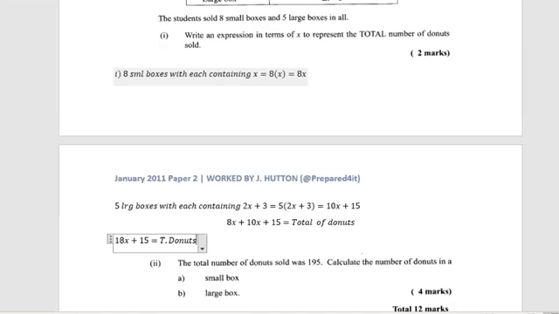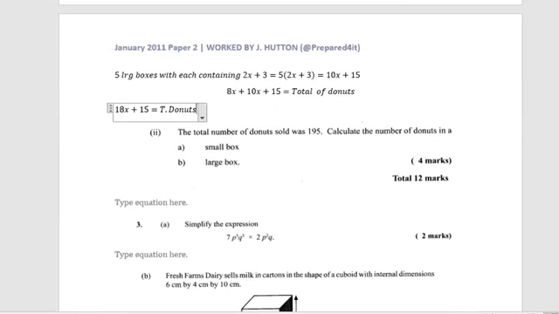So now part 2 says the total number of donuts sold was 195. So calculate the number of donuts in a small box. So if the total number of donuts sold is 195, calculate the total number of donuts in a small box. So they're telling us that from up top we have 18x plus 15, 18x plus 15 is equal to 195. So the total donuts is replaced by 195 because now they told us what the total donuts sold is.